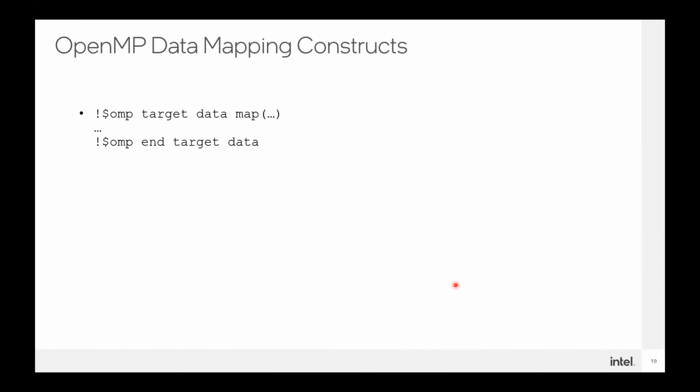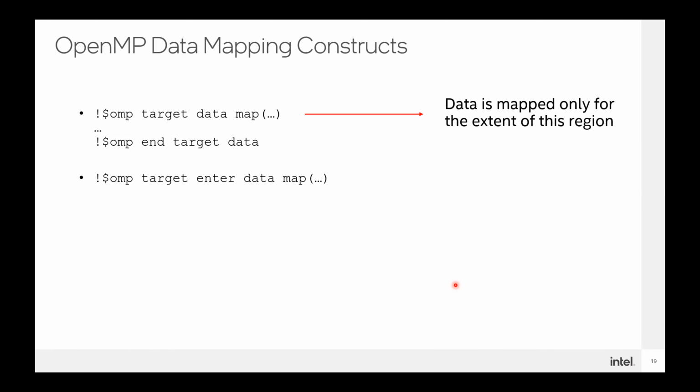And OpenMP provides several constructs for data mapping. The simplest is the target data map. With this construct, data is mapped only for the extent of this region. So when the program hits the end of this region, the data that you mapped, so after the end target data, is not accessible anymore on the device.